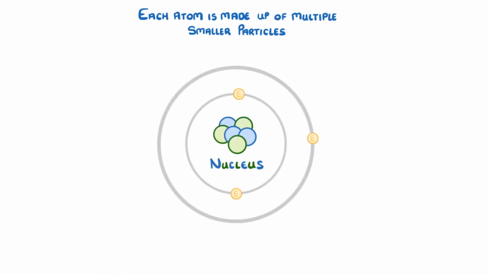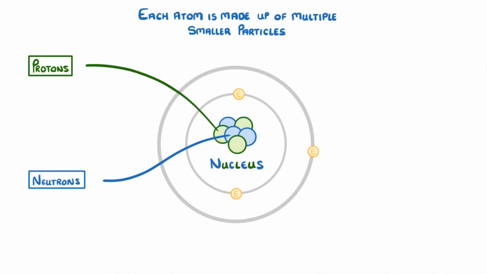The first thing to know is that each atom is made up of multiple smaller particles, and its basic structure is a central nucleus surrounded by electrons, which orbit around the nucleus in rings that we call shells. Although we've only shown one electron orbiting here, in reality all of the electrons would be moving all the time. The nucleus itself is made up of two different types of particles, protons and neutrons, which are packed together in a tight ball. Now, the most important thing to remember here is the structure of the atom that we've just been through, and also the relative mass and charge of each of the particles.